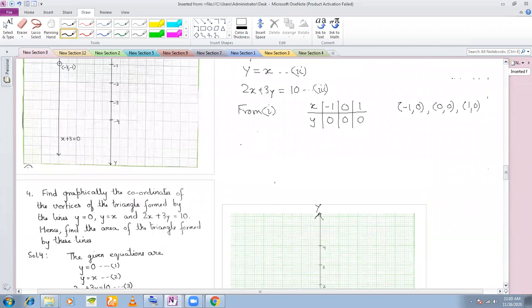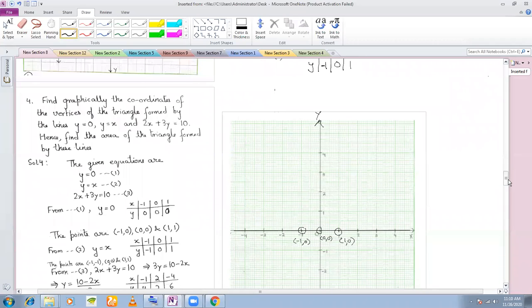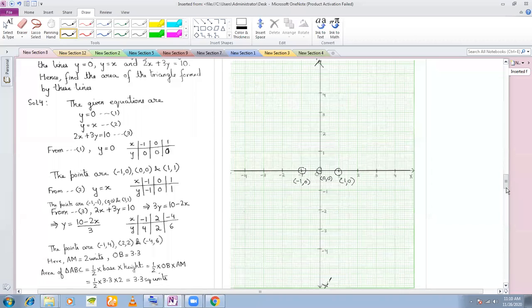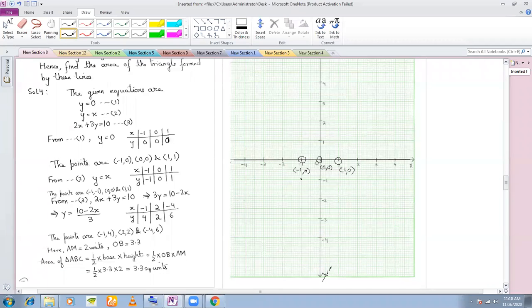Let's see the next line. Next line is also very important. So from 2, y is equal to x. Whatever value of x you take, that will be your value of y. If you take x as -1, 0, and 1, y will also be -1, 0, and 1. So the points are -1, -1, 0, 0, and 1, 1. You can take any value you want of x and y, but I prefer -1, 0, and 1. So -1, -1 will be this point. The next points are 0, 0, which is the origin, and 1, 1 will be this point.